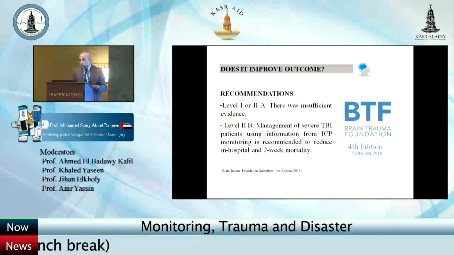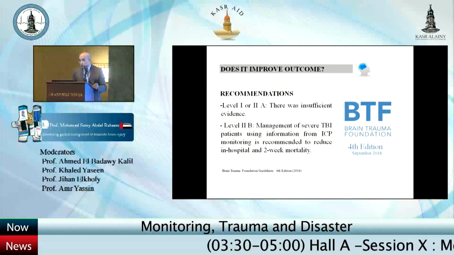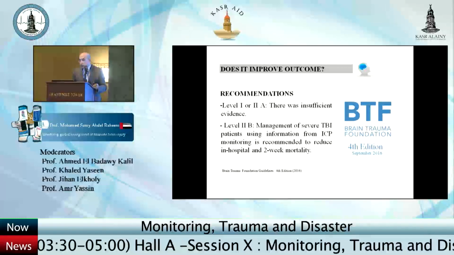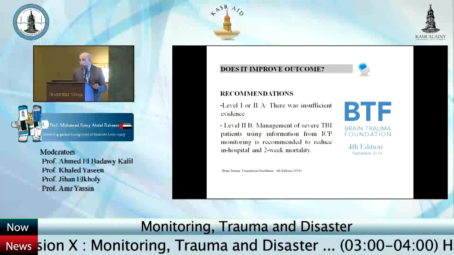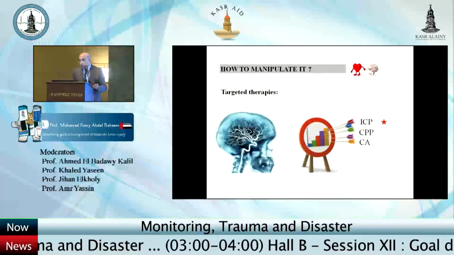The latest Brain Trauma Foundation guidelines found no class 1 or 2 evidence to support using ICP. However, there was level 2B evidence saying that management of severe traumatic brain injury patients using information from ICP monitoring is recommended to reduce in-hospital and 2-week mortality.